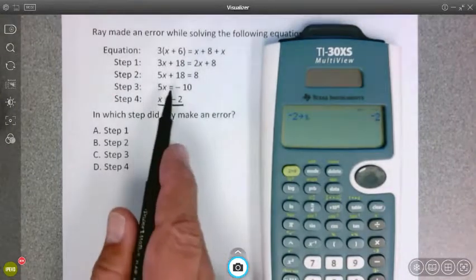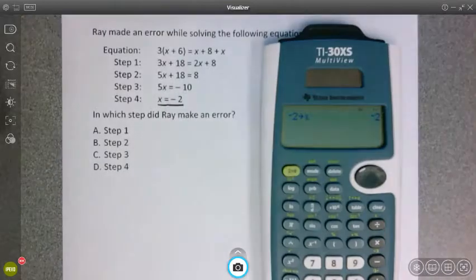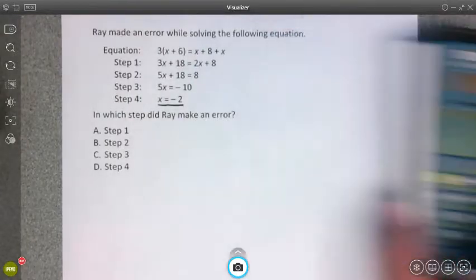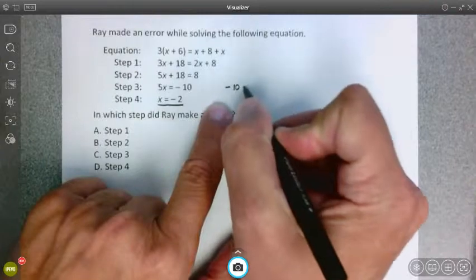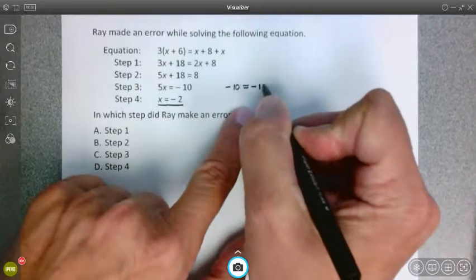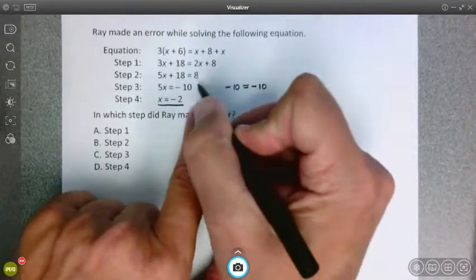And I only have to worry about evaluating the left-hand side of this equation in step 3 to see whether 5 times x is indeed equal to -10. So I can do that very simply. I type in 5x, I hit enter. That evaluates the expression on the left-hand side in step 3's equation. And we see that we do indeed get -10 equals -10. All right, so far so good.